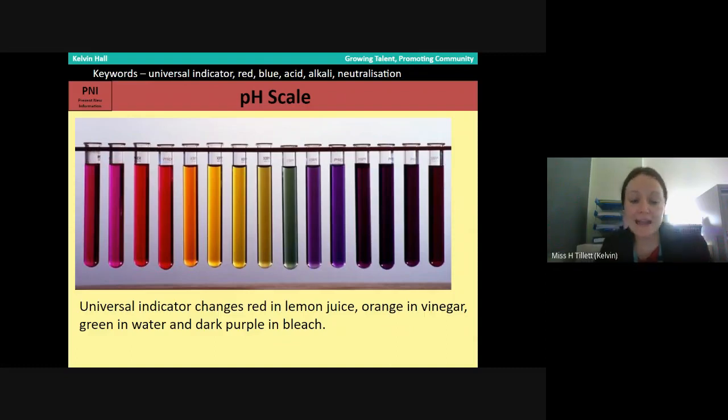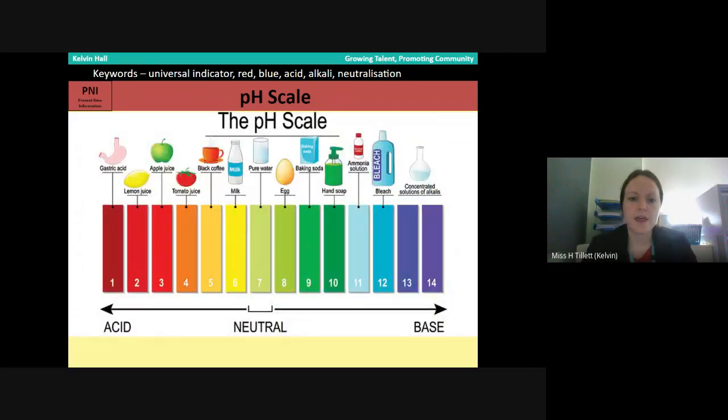Okay, if I added universal indicator to lemon juice, it would change red. So one of these test tubes on the left is lemon juice. If I added it to vinegar, vinegar would change orange. So it'd be further up the scale, more towards the right. If I put universal indicator in water, it would go green. And if it was bleach, like something you use at home, like Domestos, a cleaning product, it would go dark purple. So already you're thinking, yeah, okay, I'm working it out, because we mentioned earlier, bleach is an alkali, lemon juice is an acid. Okay, so here we go.